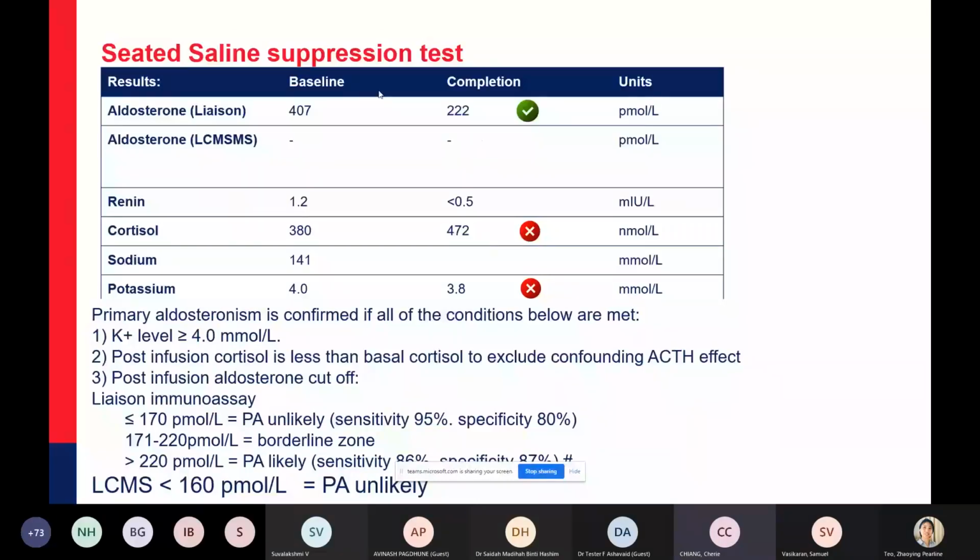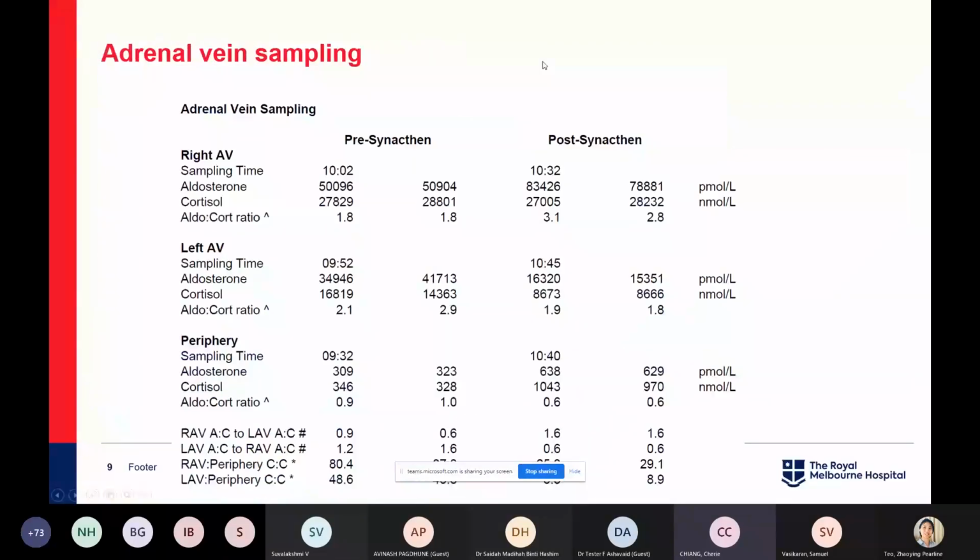So the clinician saw that, and despite all the disclaimers here, felt that, well, it's above 220. So this is the confirmation test for primary hyperaldosteronism, and the clinician referred this patient on to, and I should also mention the adrenal imaging was completely normal as well. The clinician referred the patient onto the adrenal venous sampling to localize the side of the apparent aldosterone excess.